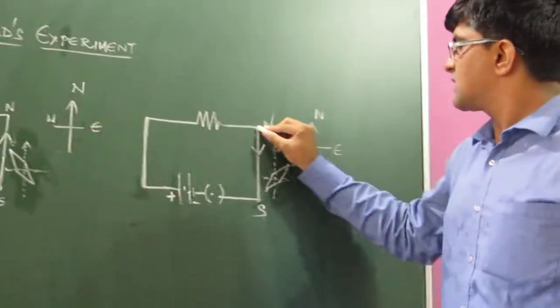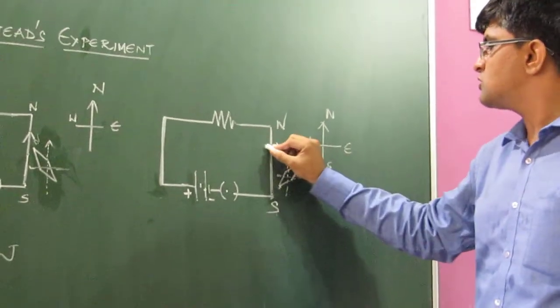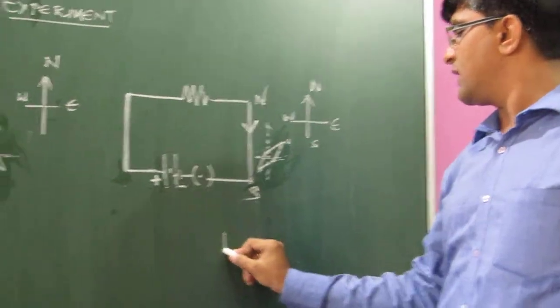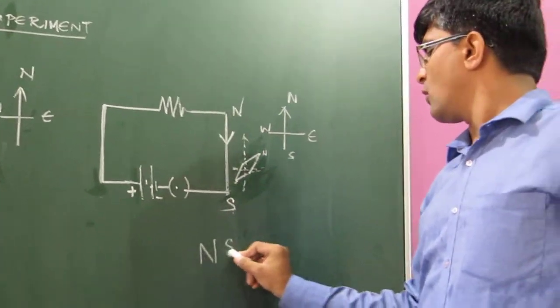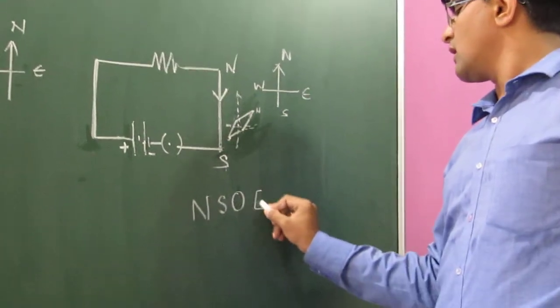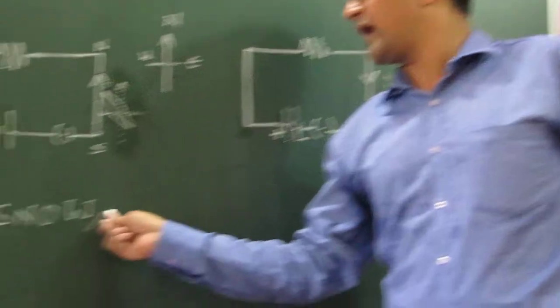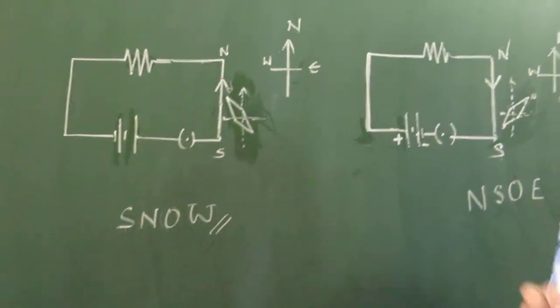Similarly, if the current moves from north to south by reversing the polarity, the deflection is the other way around. That is, when it is from north to south over the conductor, the deflection is towards the east. So to remember this, we have this particular SNOW rule.